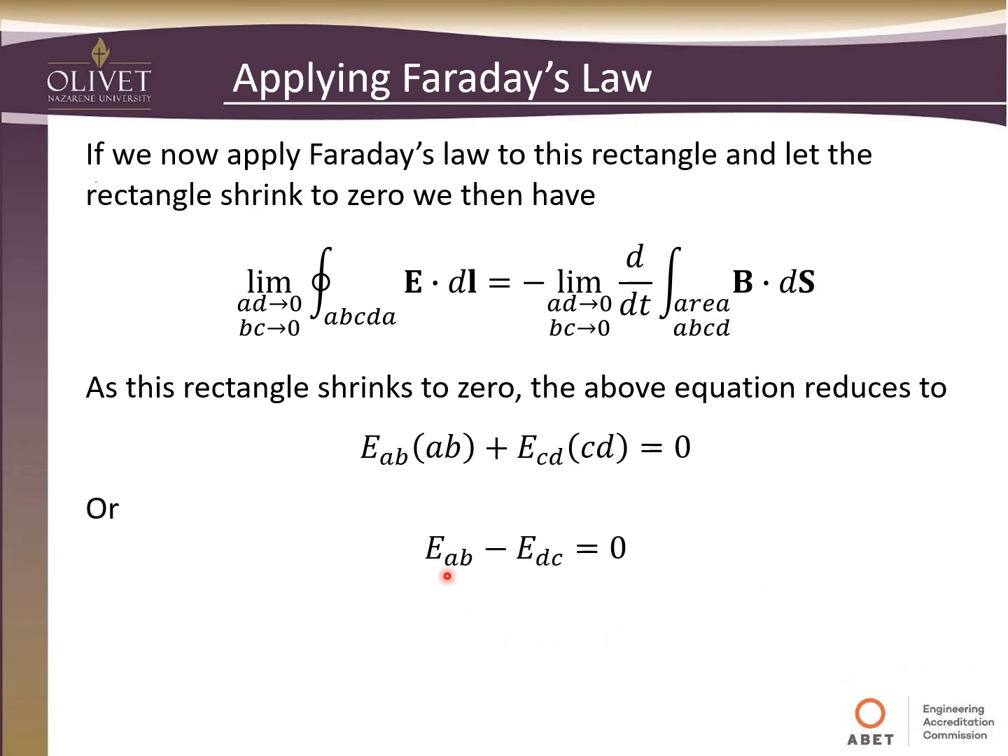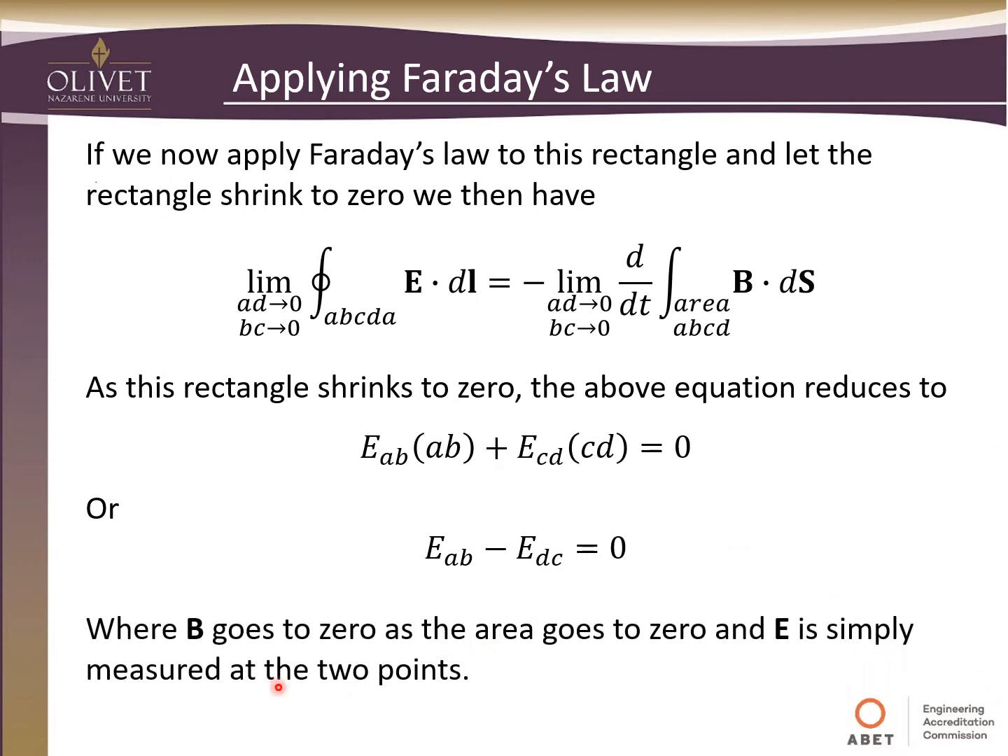So we can rewrite that as just the electric field evaluated at this point AB minus the electric field evaluated at this point DC, and that should equal zero. And again, B goes to zero as the area goes to zero, and E is simply measured at these two single points, one in each medium.